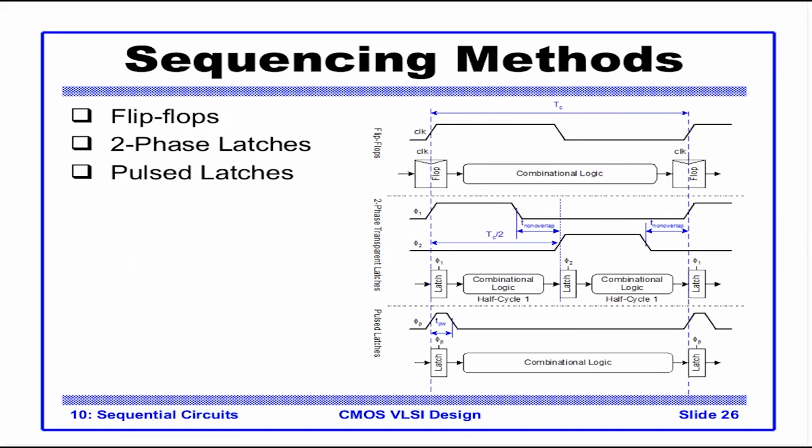Okay, so now we saw the design of a clock, and we saw the design of the latch, how they are built. Now let's look at the sequencing method, that is, how these elements are connected together to make sure that sequencing is correct, plus what happens to the clock. Now there are three methods. First is flip-flops, second is using two-phase latches, third is using pulse latches.